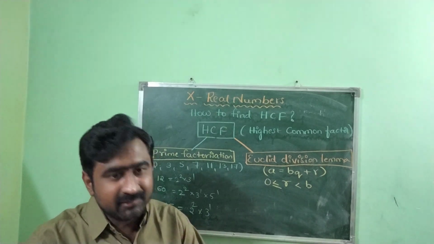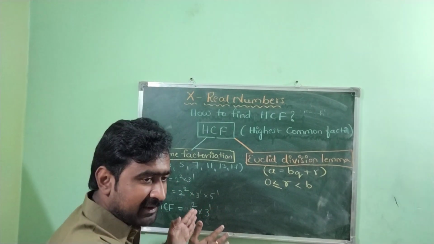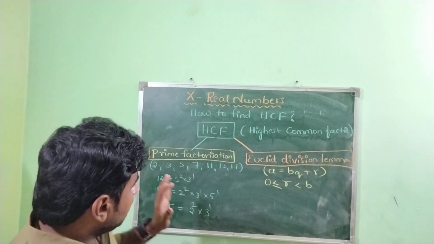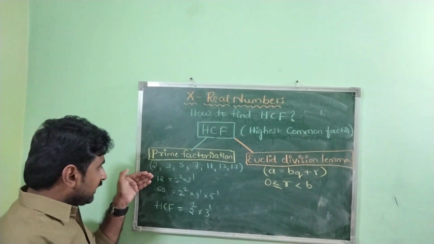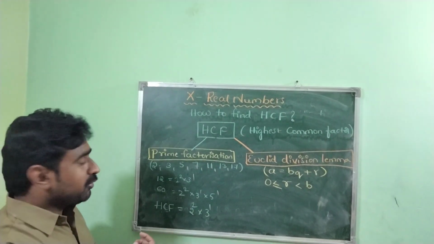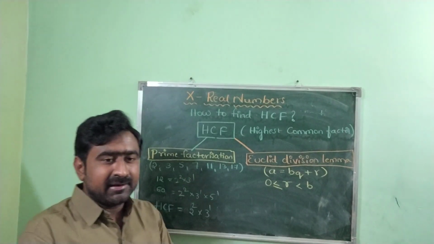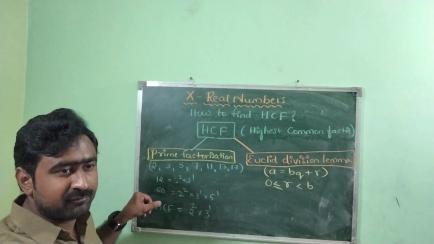So finally we can say that HCF can be found by using 2 methods, the prime factorization method and the second one, Euclid's division lemma method. If you observe the prime factorization, how can we find it? Let us take 2 numbers. If you observe the board, you will find 2 important numbers. For example, let us take any 2 numbers. Here I have taken 2 numbers, 12 and 60. Now listen carefully everyone.